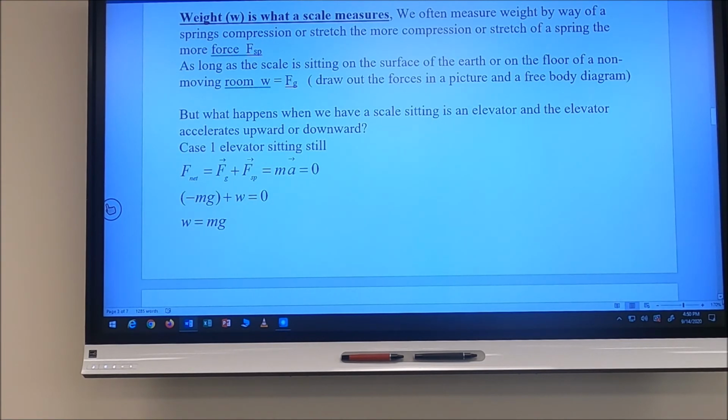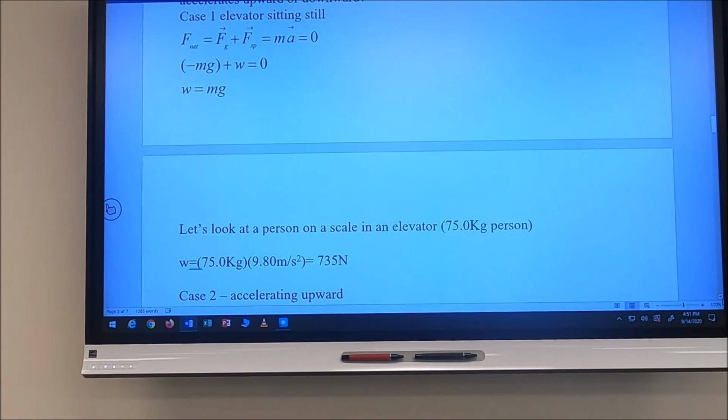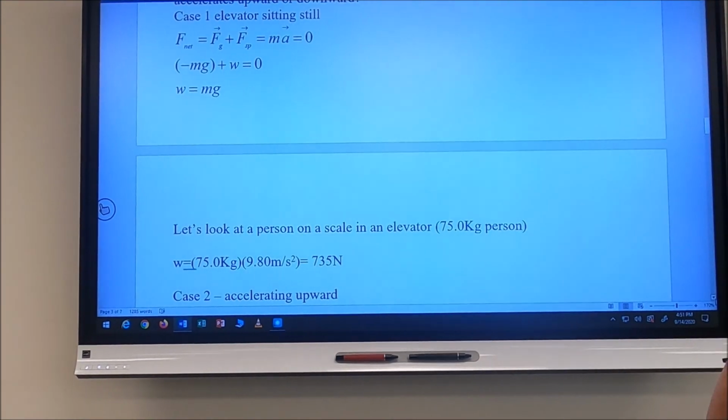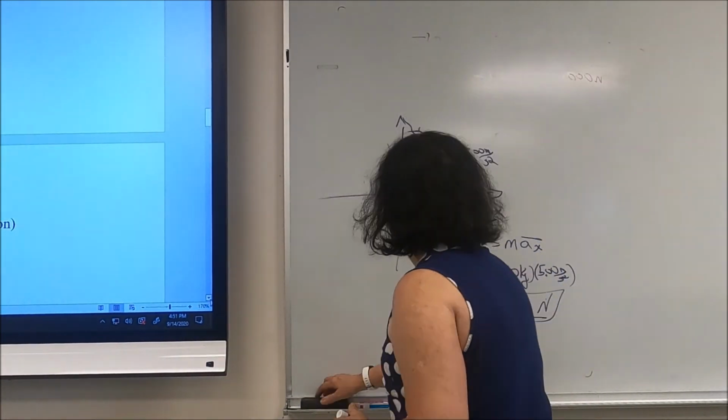So we can say that for an object that is sitting still, force due to gravity and force from the spring equals 0. Force due to gravity is going to be minus mg. The force of the spring we call weight is equal to 0. So weight is going to equal just mg. So let me show you an example problem here. Okay.